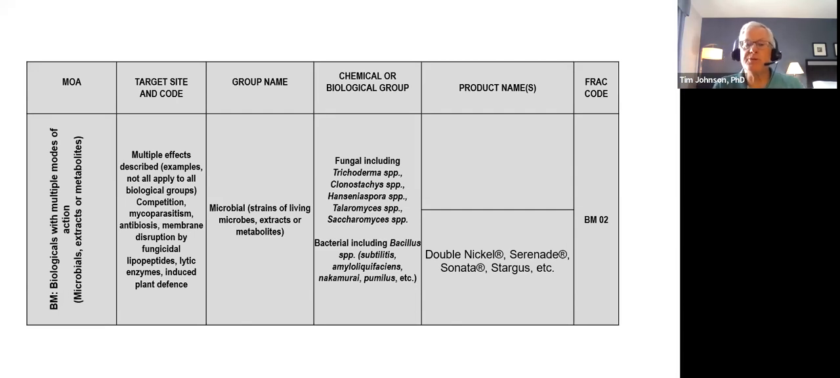So this includes a number of fungi, such as Trichoderma, that have been well known for quite some time, a number of other fungal species, including Saccharomyces, which I mentioned earlier as a possible FRAC code P-type active ingredient as well, so it must depend on the species or how the product is derived, as well as a number of well-known bacterial species such as Bacillus subtilis, amyloliquefaciens, pumilus, etc. Some of the product names should be pretty familiar: Serenade, Sonata, Double Nickel, Stargus, etc. I'm sure I left some products off of here. This is a group that has grown quite a bit in recent years.